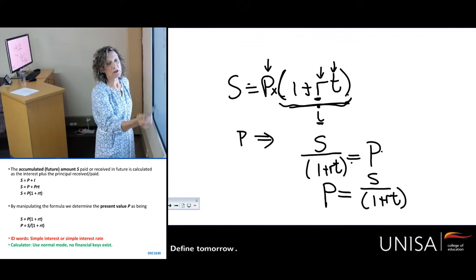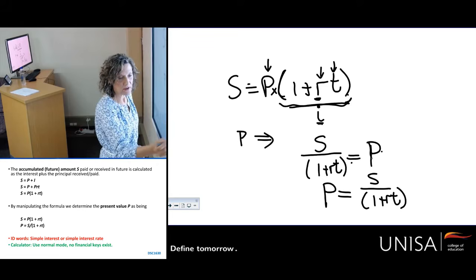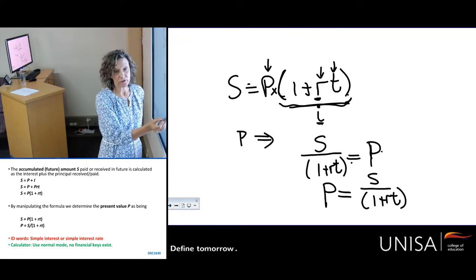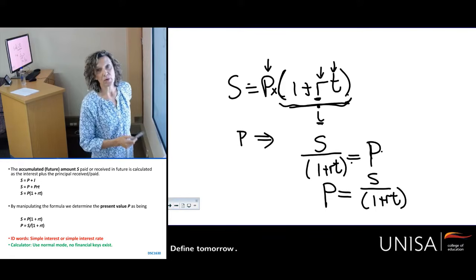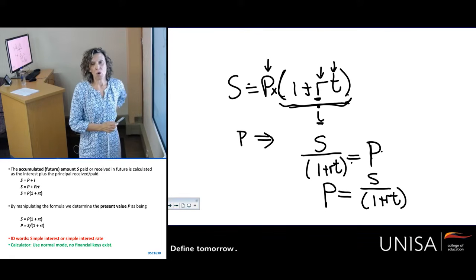So if I want to calculate P, the present value, I will just take my future value, or the amount that I have to pay back, divided by your interest component, 1 plus RT.